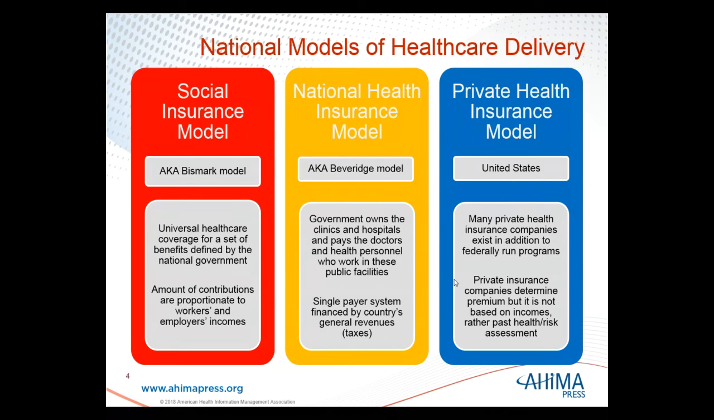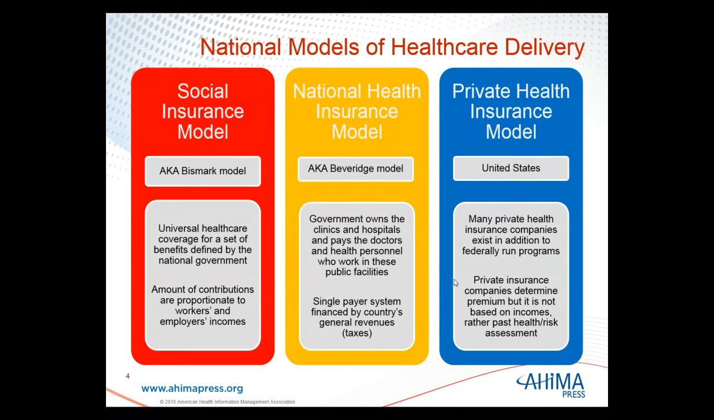Next, we have the National Health Insurance Model, which started in 1946 for the United Kingdom. It's known as the Beveridge Model. Government owns the clinics and hospitals. They pay the doctors and health professionals to work in these public facilities. It is a single-payer system that's financed by the country's general revenue taxes. It is used in Spain and Scandinavian countries.